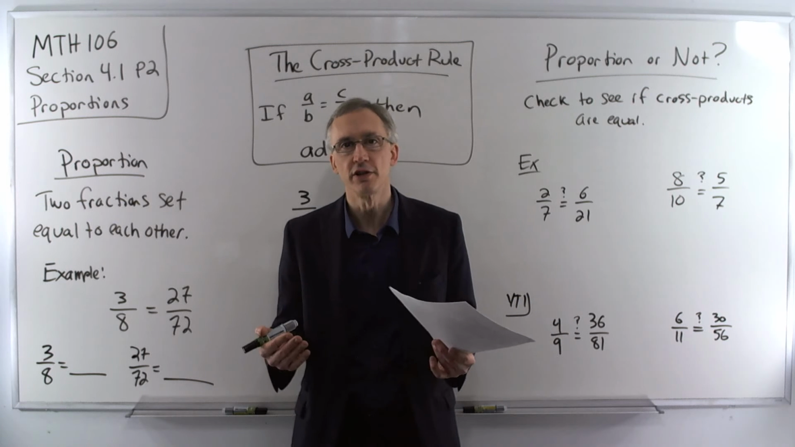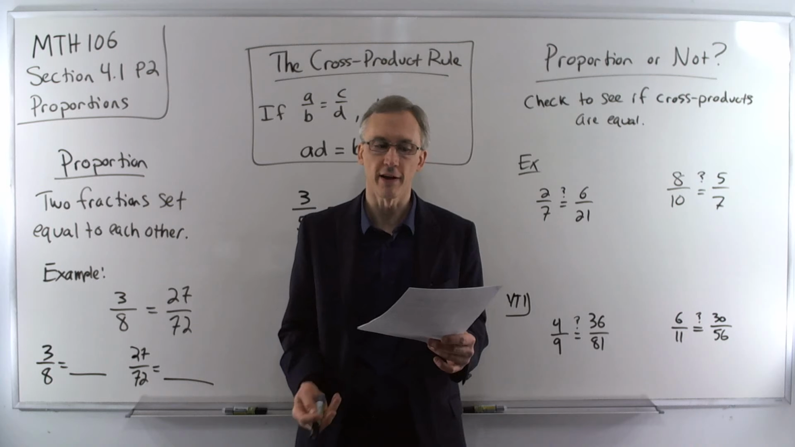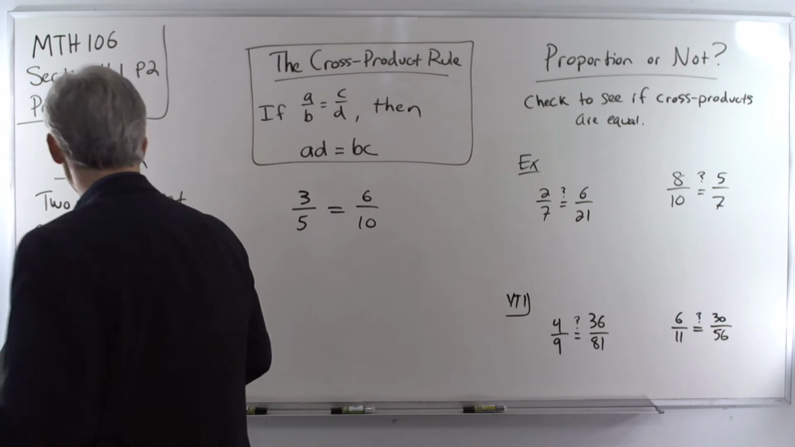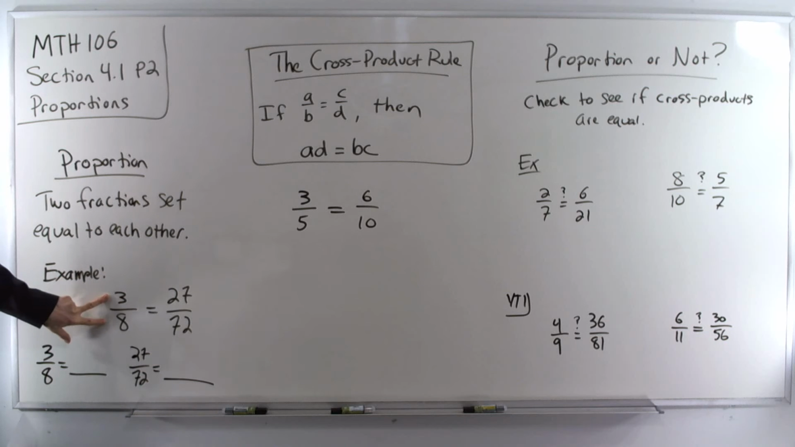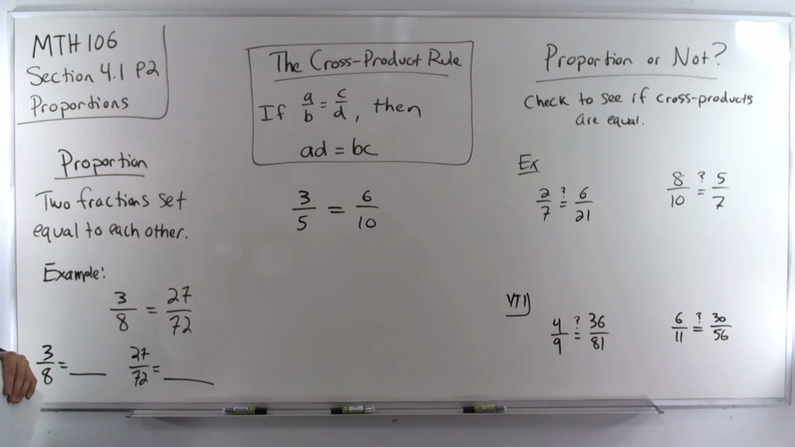This is the type of question that can be answered with proportional thinking. So a proportion is two fractions that are set equal to each other. So here's an example of a proportion. We have 3/8 equal to 27/72.